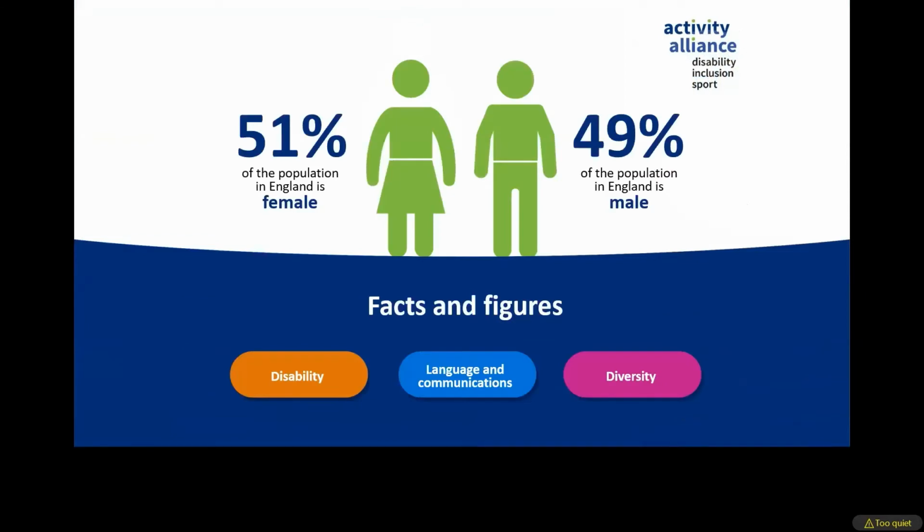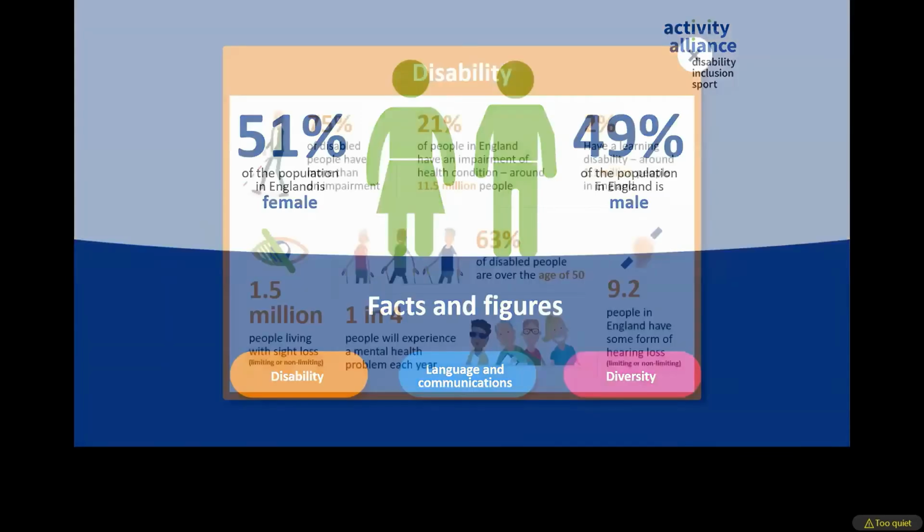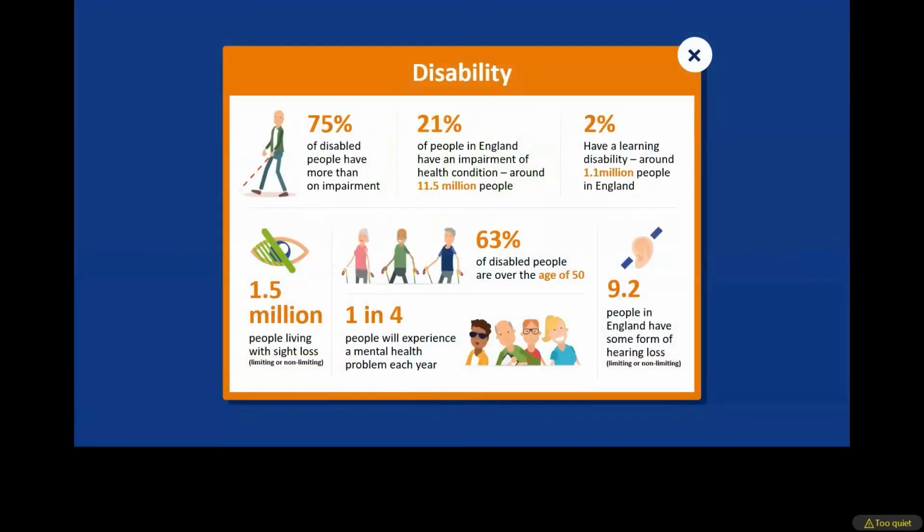And we can look at our audience in terms of society. If we look at all the audiences that we might be connecting or communicating with over your time, 51% of the population in England is female, 49% is male. And if we look at disability, 75% of disabled people have more than one impairment. That's the average, about 3, actually. So don't think about disabled people as having just one impairment and the one barrier that you might have to think about as part of your communications.